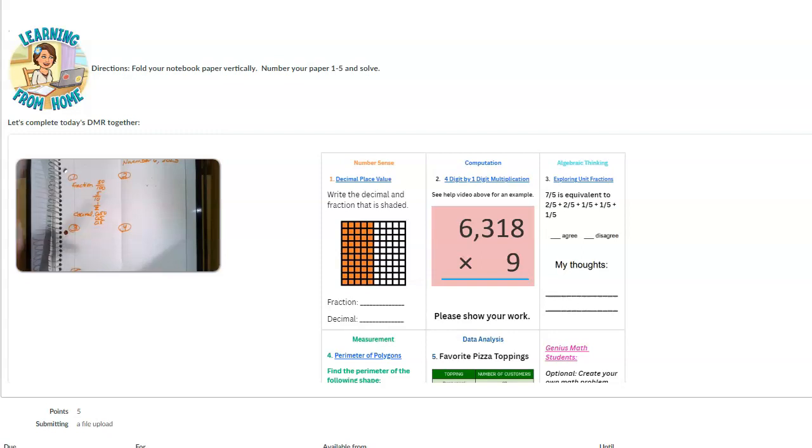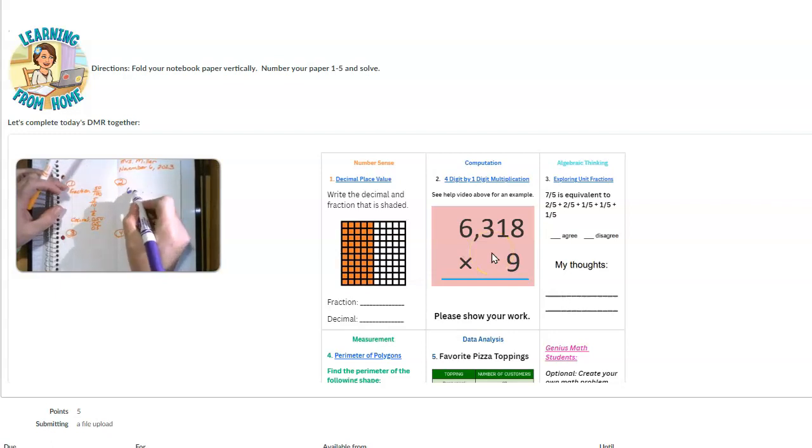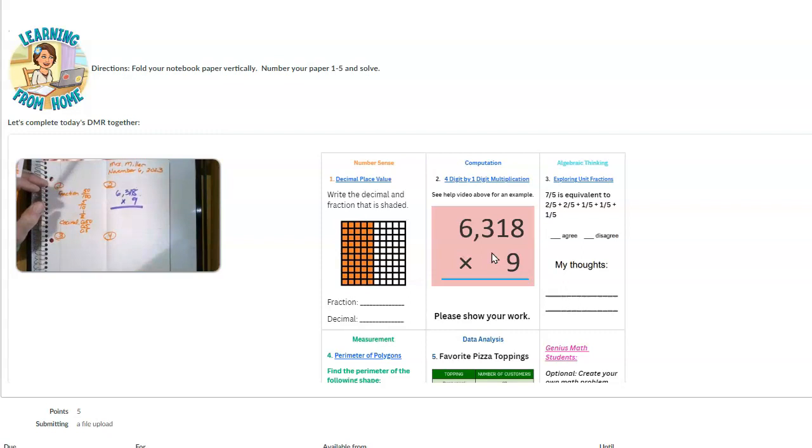Okay, next we're multiplying a 4-digit by a 1-digit number. 6,318 times 9. This 9 here tells me that I need to know my multiples of 9 to be able to multiply. I'm going to go ahead and skip count those out. 9, 18, 27, 36, 45, 54, 63, 72, 81. Stop there, we might need to go a little bit more.